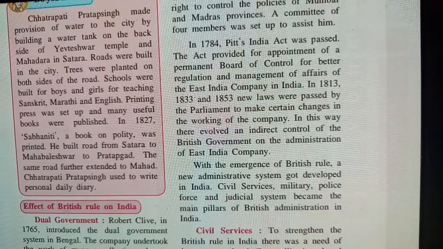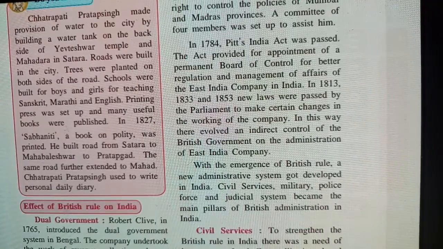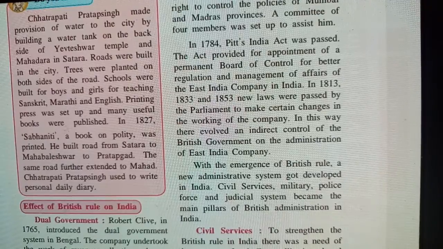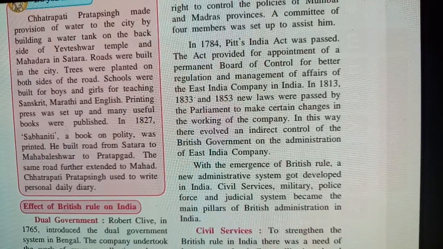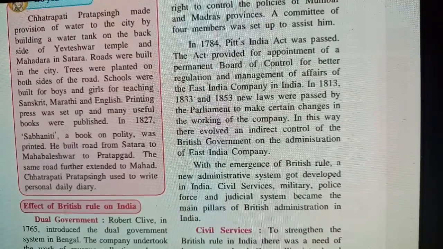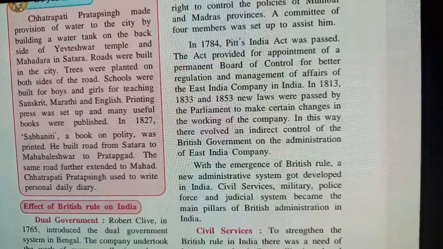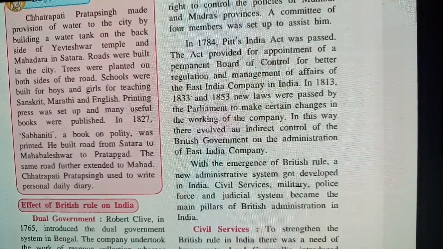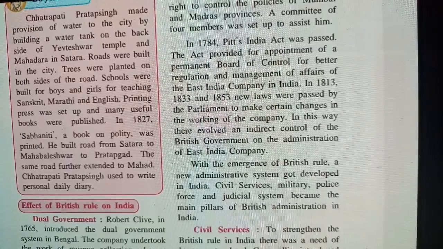In 1813, 1833 and 1853, new laws were passed by the Parliament to bring certain changes in the working of the company. The Parliament made changes in how taxes were collected and laid down how much tax there should be and how much benefit should be given to the people. In this way, there evolved indirect control of the British government on the administration of the East India Company.